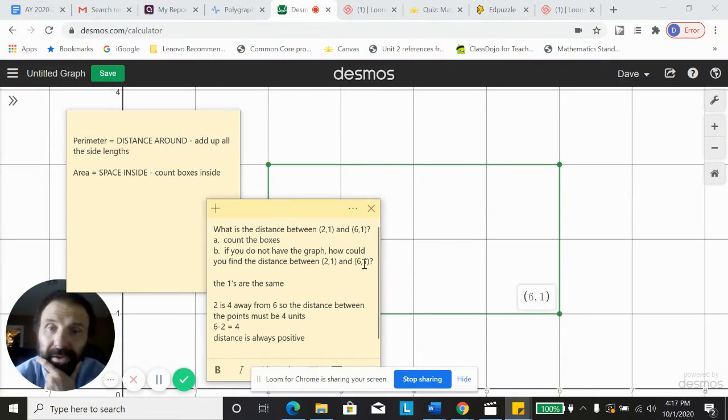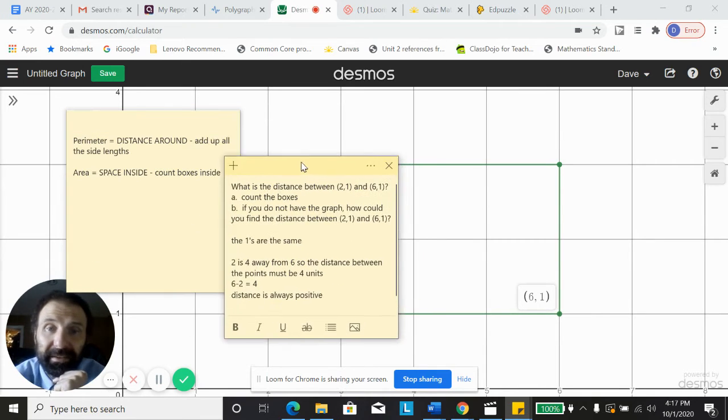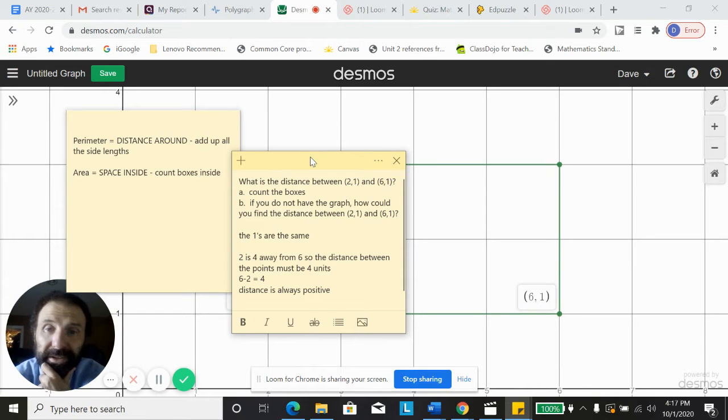So what is the distance between (2, 1) and (6, 1)? Well, like I said, I can just count the boxes. But for some reason, if you don't have that, let's say it's covered up or you cannot see it, what you can do is simply look at the points. The points give you that information. So when I'm looking at this and I see the 1s are the same here, then I know they're on the same line. Then the only thing that matters is how far apart these two numbers are, the 2 and the 6. So since the 1s are the same, and I know that 2 is 4 away from 6, I know the distance between these points must be 4 units because 6 minus 2 is 4.